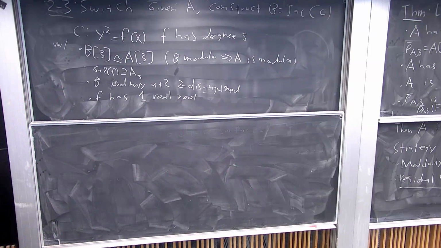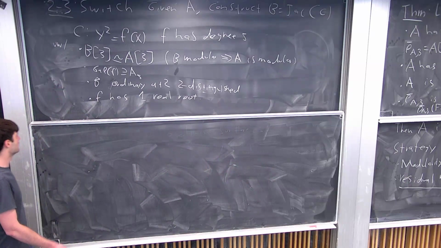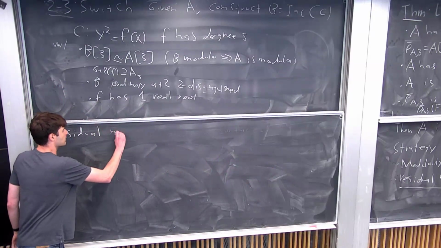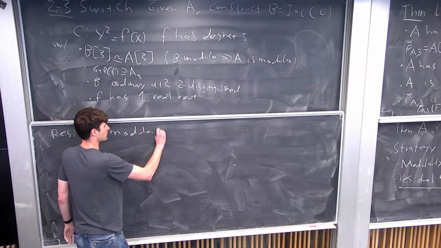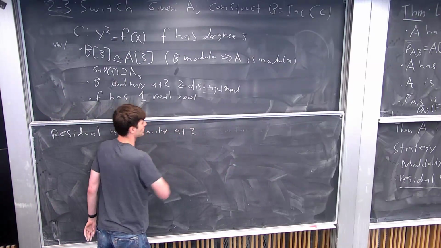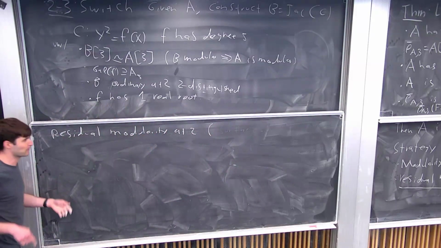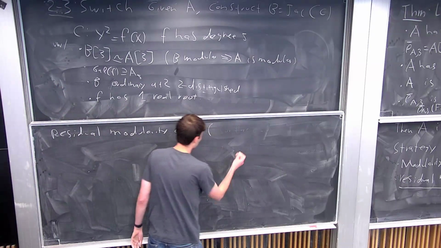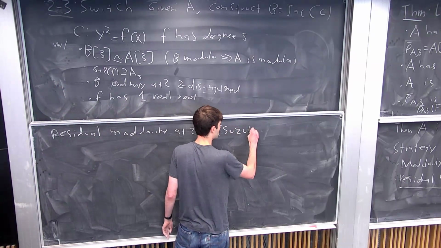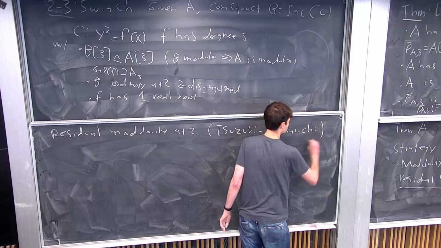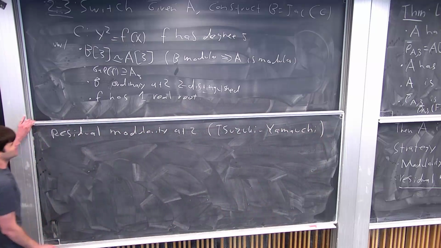And of course, now you have to prove that B is modular. So now this is the next part of the trickery. This is the sort of residual modularity. And here, this argument was actually discovered, well, really before us, by Suzuki and Yamauchi. And so the idea is like this.